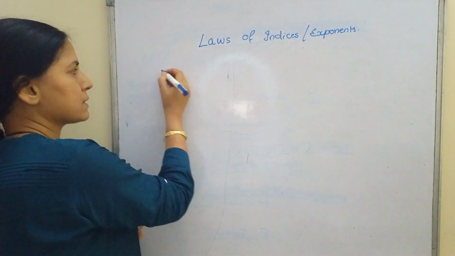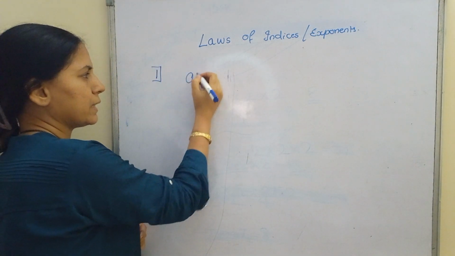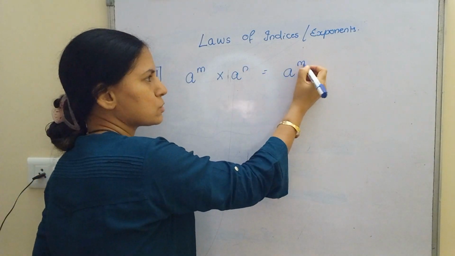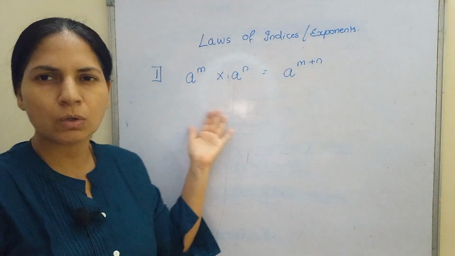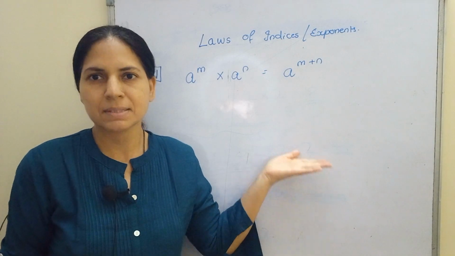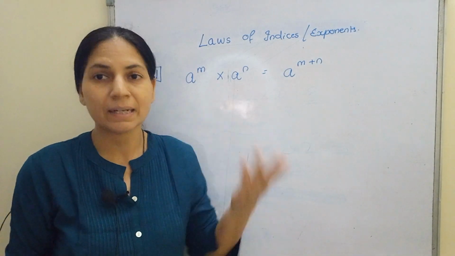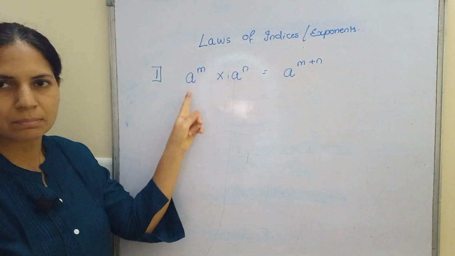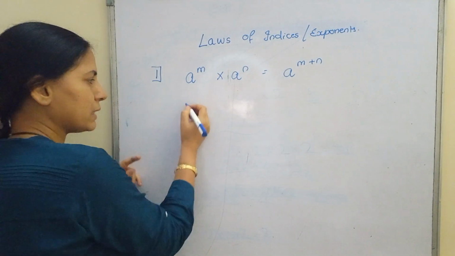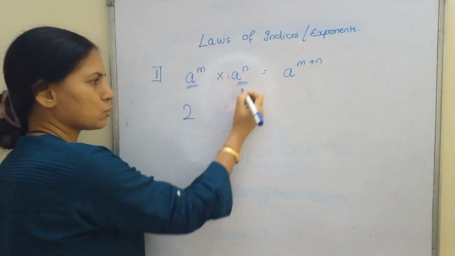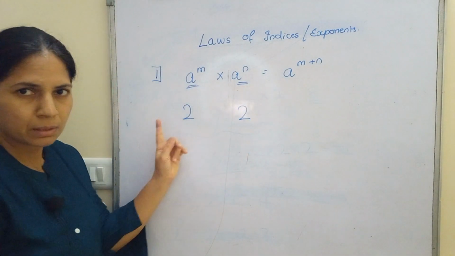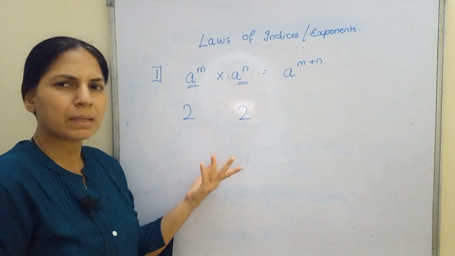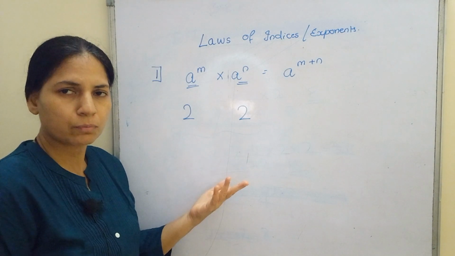First law of index is a raised to m multiplied by a raised to n would become a raised to m plus n. Now when you are looking at all the alphabets in mathematics, you tend to get confused. I'll tell you, it's very simple. A raised to m means take any base, and the base has to be common. Both are a, so let us take 2 and 2. It can be anything, 3, 4, 5.